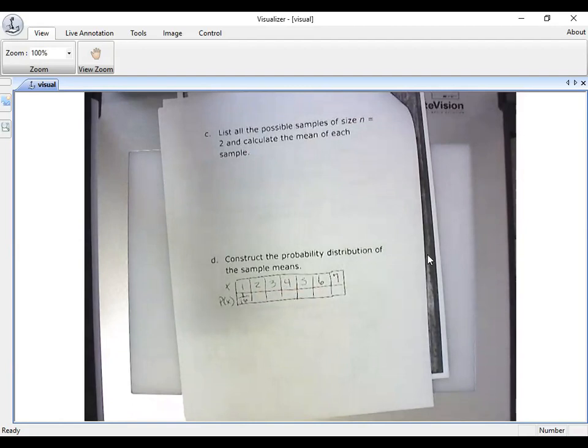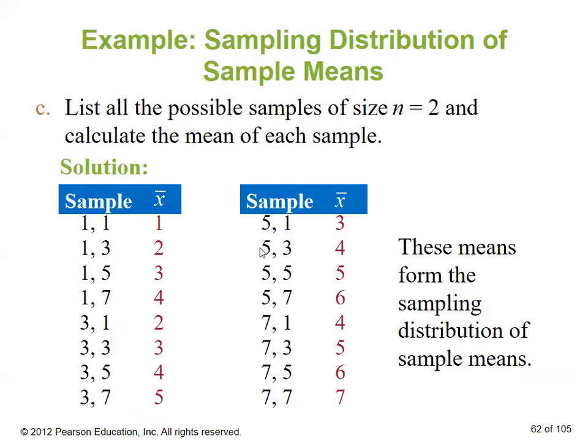Now let me go back so you can see these, and you're going to do the calculations on the other. How many different times does 2 show up in this list of means? So you'd have 2 out of 16. That's going to be your probability that you get a mean of 2.